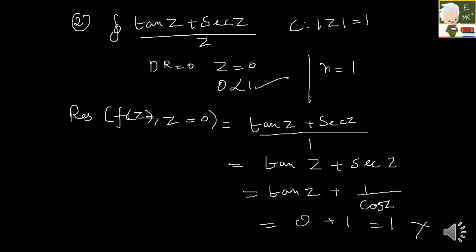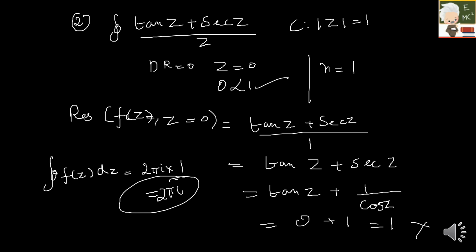You shouldn't stop here. So your final answer is integral of f of z dz is equal to 2 pi i into summation of residues. So my residue is 1. So your final answer is 2 pi i. Okay. So let me do one more problem.